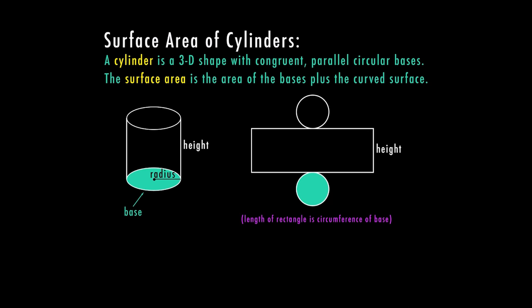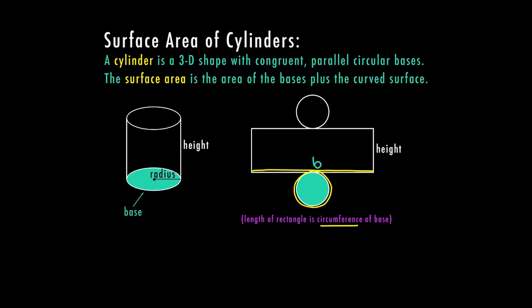The area of your rectangle is going to be your base times your height. And this base, if we were to wrap it back up and make this back into a cylinder, the length of this base is going to be the same distance as all the way around the circle. So it's the same as the circumference of the circle.